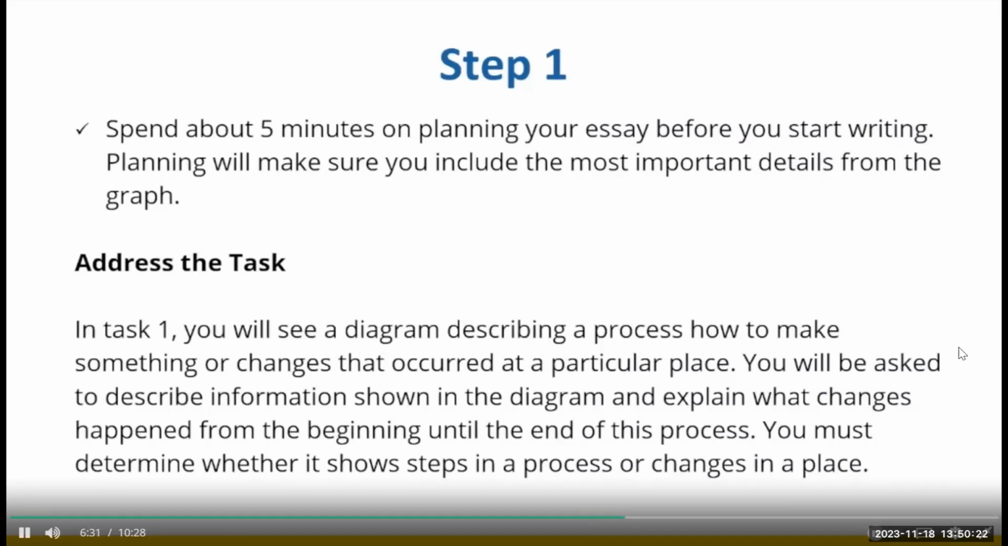For example, there can be comparison about a place in 1960s compared to 1980s and how this particular place changed during these 20 years. Sometimes it can be better, sometimes it can be worse. So that's your task to explain what happened. And these are two types of diagrams you will have. And your task, addressing the task, is determining what kind of diagram you have, whether it's a process or changes that happened at a particular place.